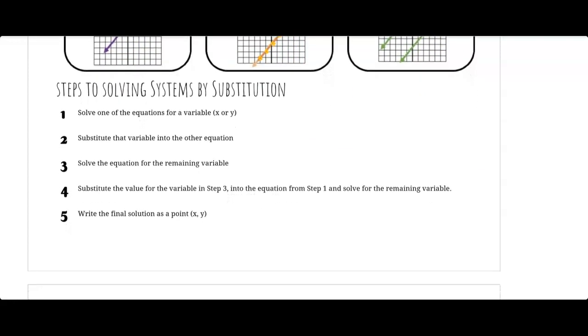Here are the steps. I'll let you read through those on your own. The key is that we want to have one of our equations solved for one of our variables. And then we want to do some substituting, solving, and then substituting some more to find a final answer, which we should remember will always be a coordinate point. So it'll always be listed as x comma y, no matter which one we solve for first.